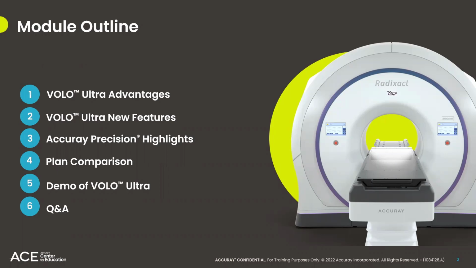I'm then going to show you a quick demonstration on VOLO Ultra, and I'll be planning a head and neck patient so that you can see in real time just how quick and efficient you can plan with our new optimizer. I'll then wrap up with some Q&A at the end, but again, feel free to type in your questions during the session using the Q&A tab, and Rick will get to them as he can. We may even use some of those questions for the Q&A at the end. But one thing to keep in mind is some of these questions that you may have may actually get answered during the demonstration portion.